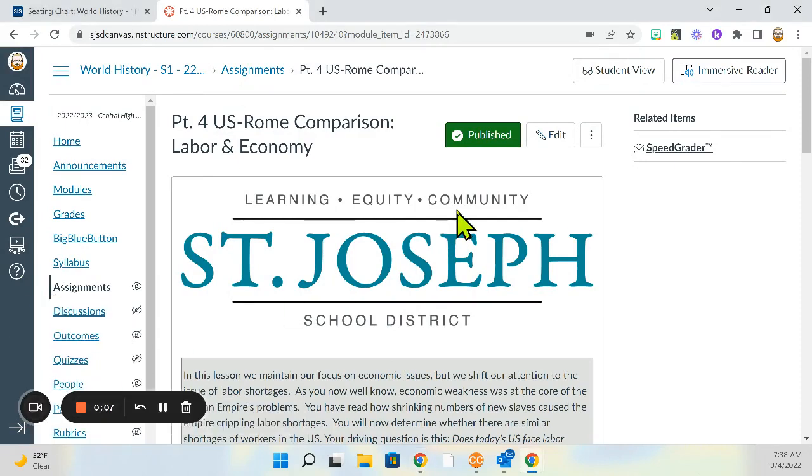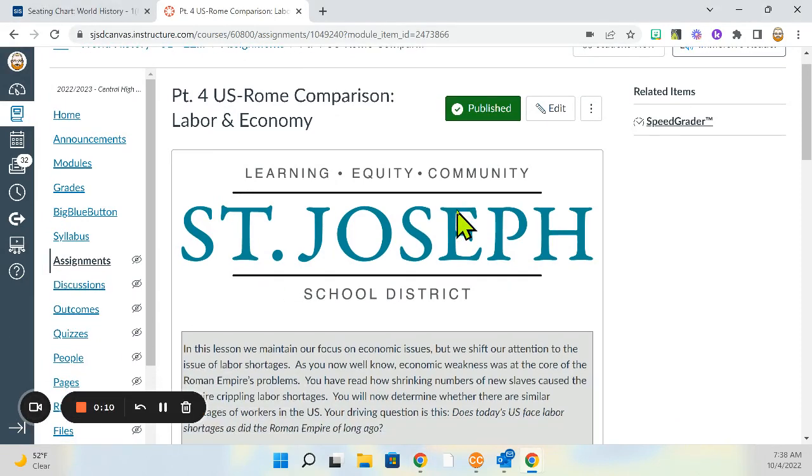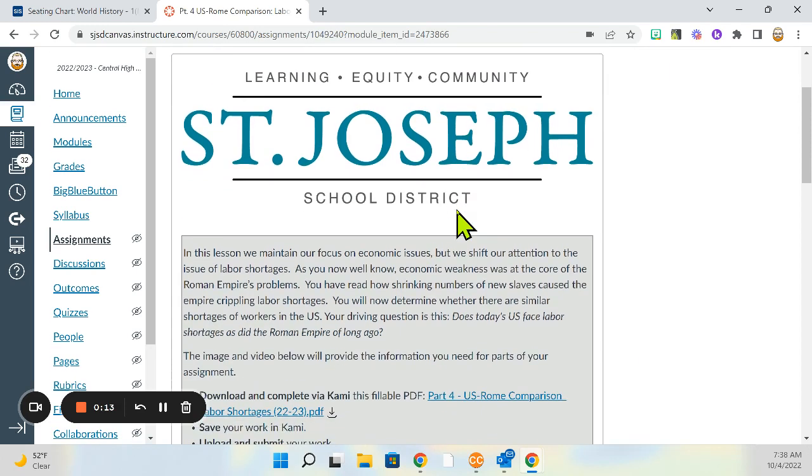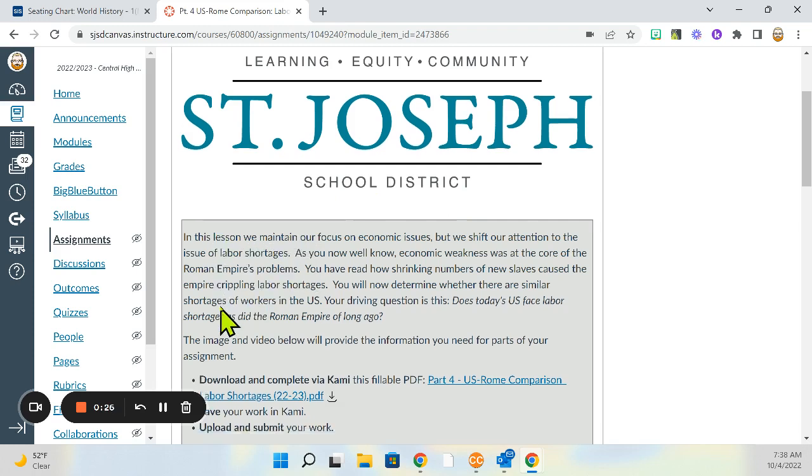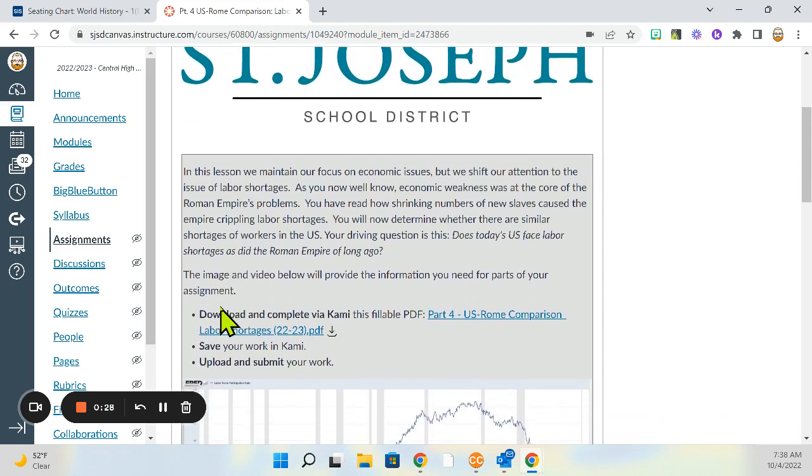All right, so part 4, U.S.-Rome comparison, labor and economy. We're going to be continuing with economic issues, but instead of thinking about government spending, especially military spending and debt, we're going to be thinking about labor shortages. Remember, one of the things that helped bring down the Roman Empire was a shortage of labor. As the Romans became less able to conquer new territory and new people, they started running out of new sources of slaves. And slaves were essential as their source of labor.